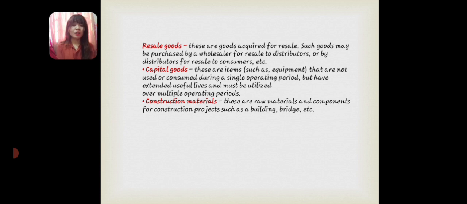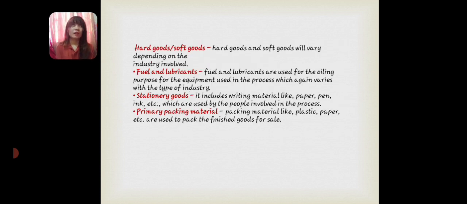Next is construction materials. These are raw materials or components for construction projects such as building, bridge, etc. So, pag sinabi naman natin construction materials, syempre, construction, alam naman natin yon. So, dito papasok yung mga building projects, ganun. Malalaki yung product. Next is hard goods and soft goods.